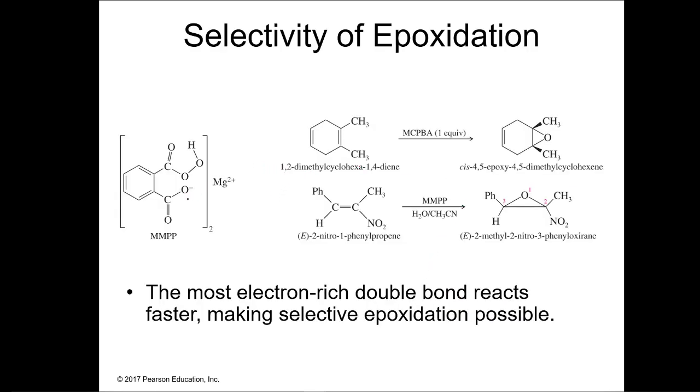So, right, you've got a dimethyl cyclohexa-1,4-diene, boom, boom. And you hit it with one equivalent of mCPBA, and it'll add your epoxy group to the more substituted side. The most electron-rich double bond reacts faster, making selective epoxidation possible. So more things attached here, more electron-rich, so that's going to react first. This one will react second, so if you have a controlled environment, you can actually get selective oxidation there.